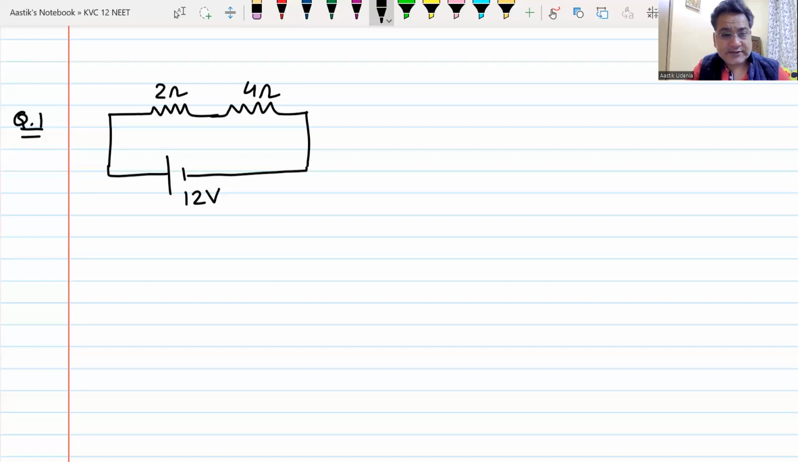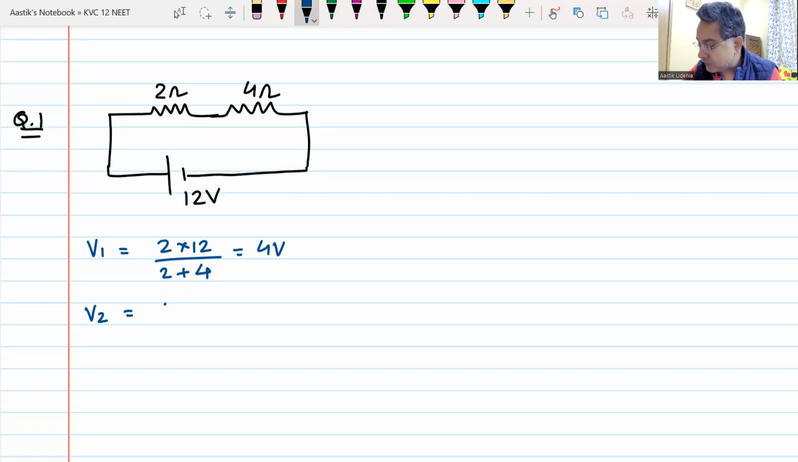V1 is 4 volts and V2 is 8 volts. That is absolutely correct. So how you got to do this? You can simply find V1 as 2 into 12 divided by 2 plus 4, that is R1 into V divided by R1 plus R2. So you will get 4 volt here.